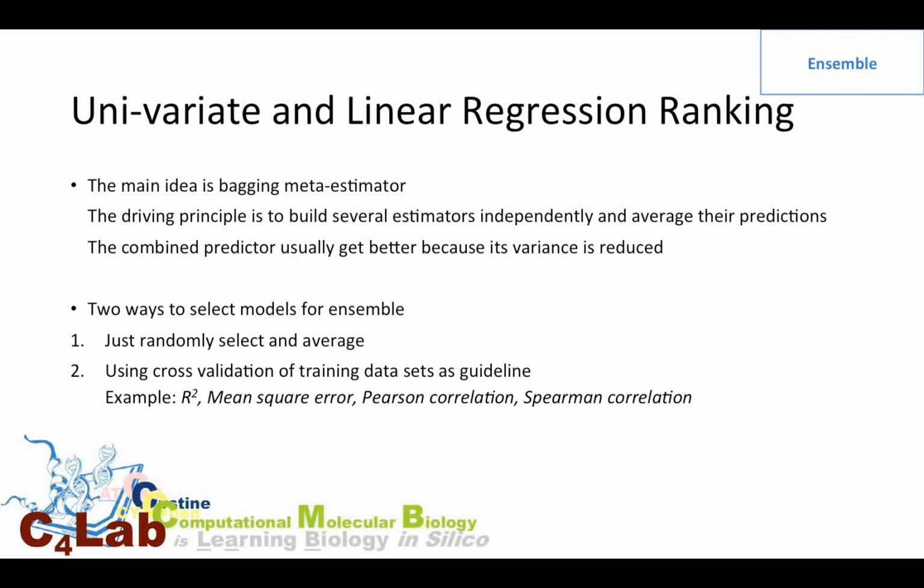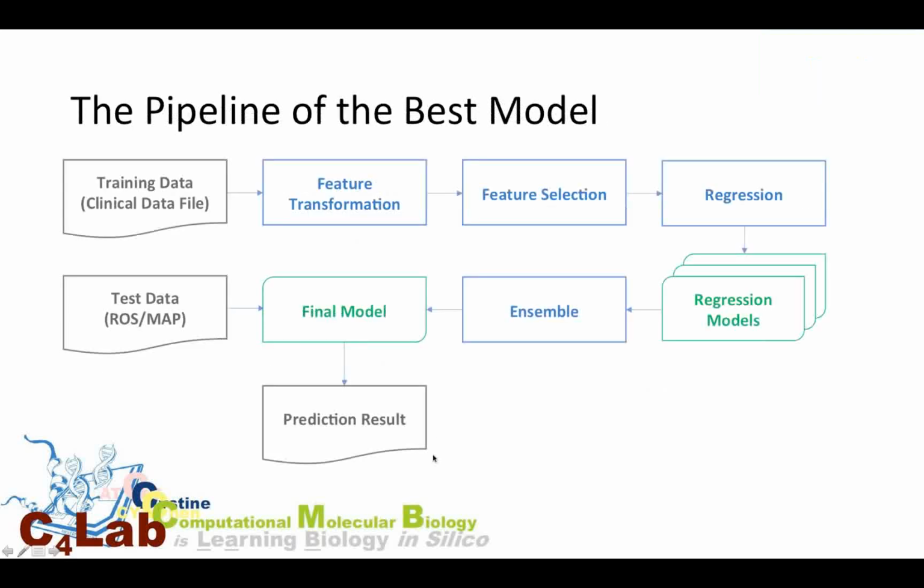So we have two ways of selecting models for the ensemble. The first is to just randomly select and average. The second is to use cross-validation on the training data set as a guideline. For example, you can use R-square, mean square error, or Pearson correlation to help you select the models for the ensemble. Okay. So finally, you can get a final model to predict a result.